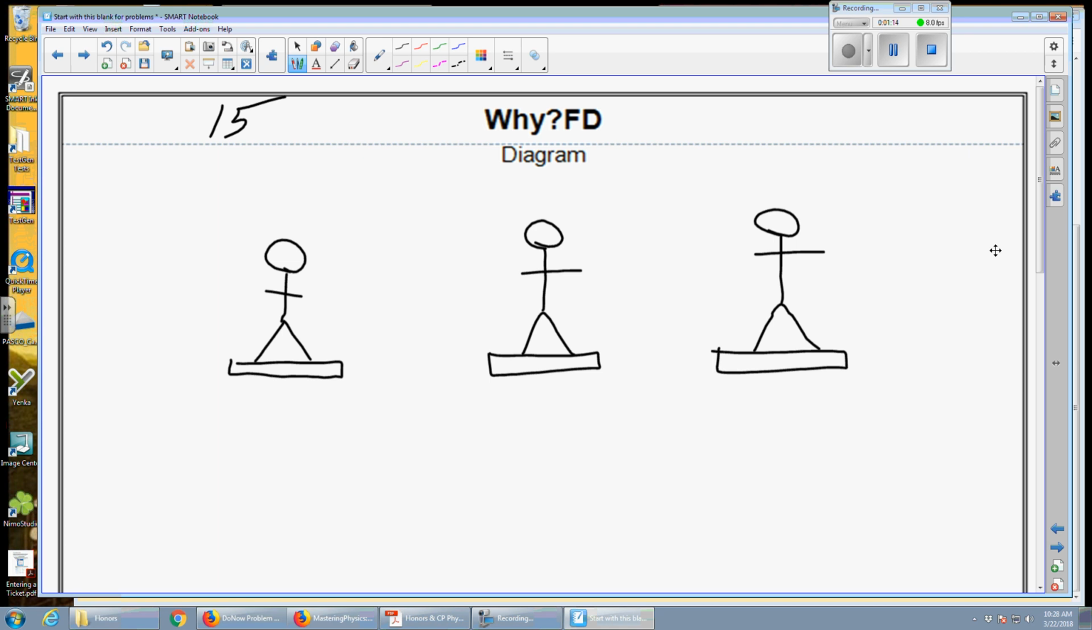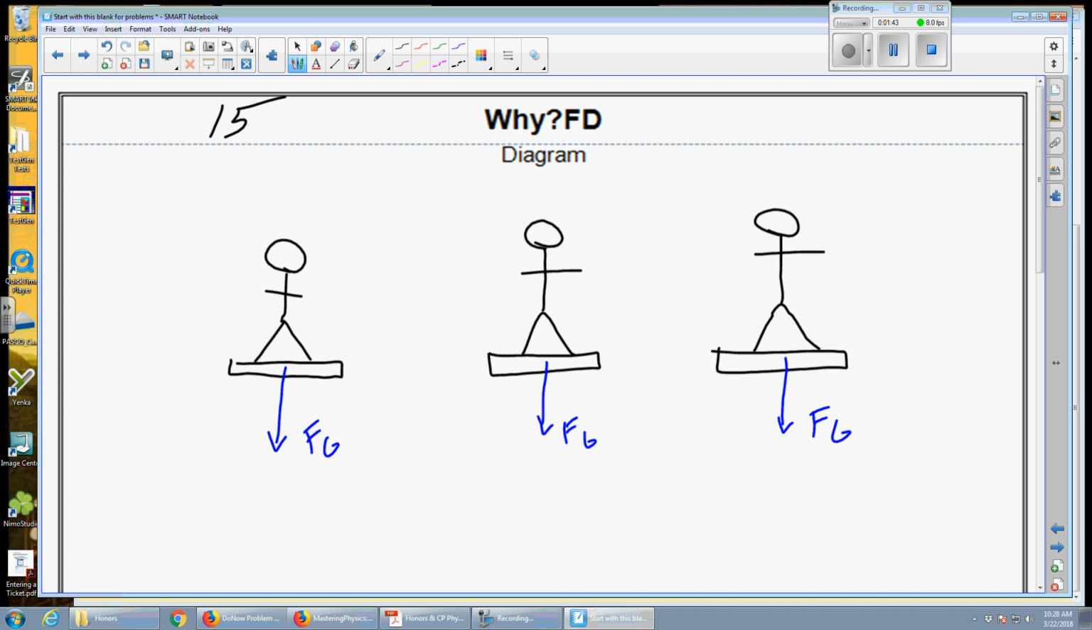Alright. Is the weight of the person going to change during this up and down motion? No, because that's their mass interacting with the mass of the Earth. Right? That's fixed. So we can draw that every time and draw it exactly the same.